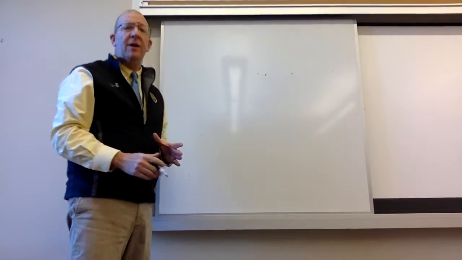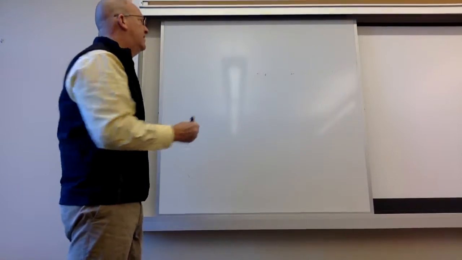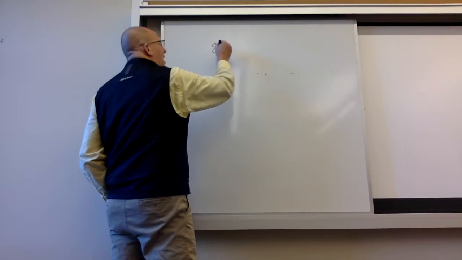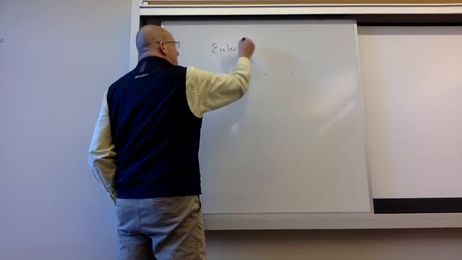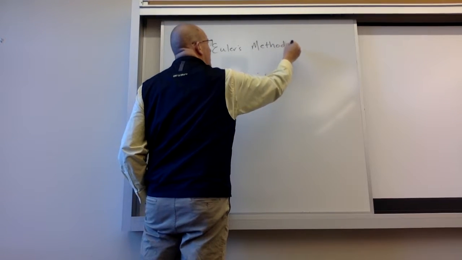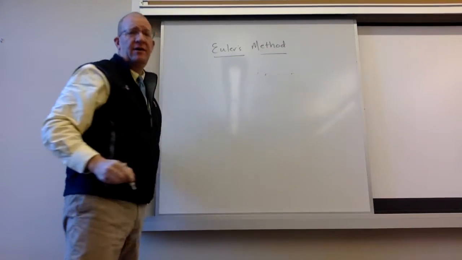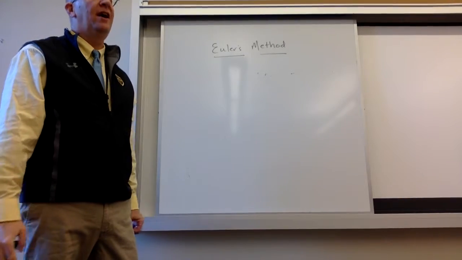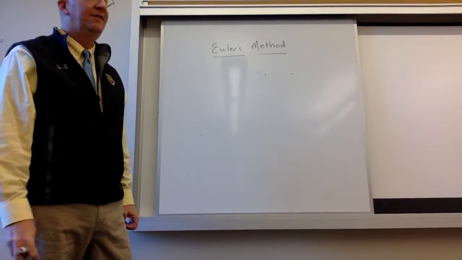Okay, so today we're going to talk about Euler's method for approximating the value of a function. Now, this is Euler spelled E-U-L-E-R.